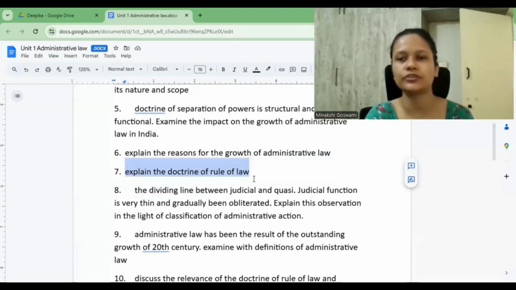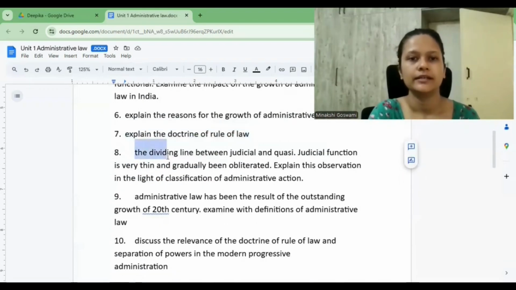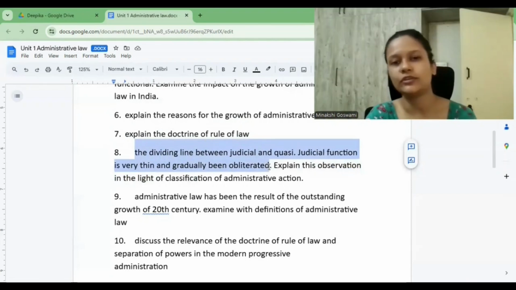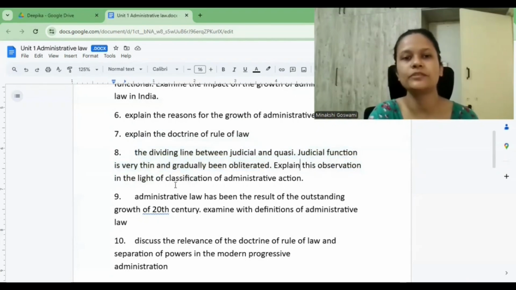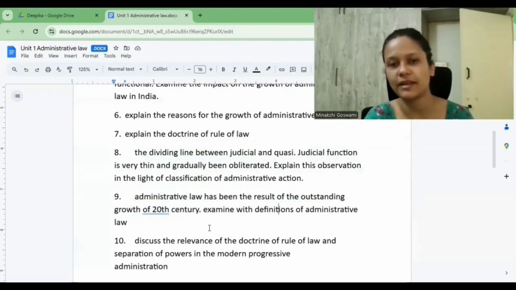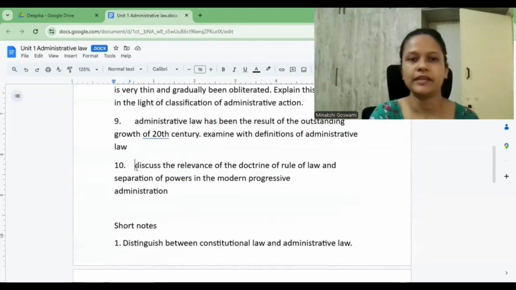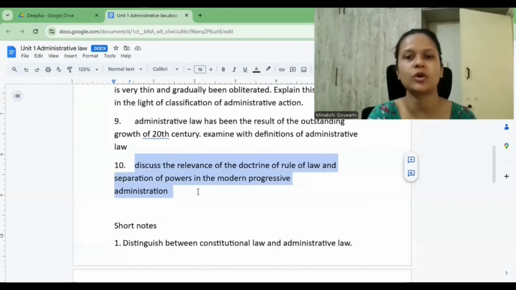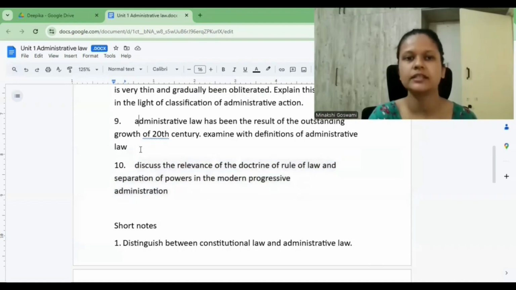Then we have: explain the doctrine of rule of law. The dividing line between judicial and quasi-judicial function is very thin and gradually been obliterated; explain this observation in light of classification of administrative action. Then we have: administrative law has been the result of the outstanding growth of the 20th century; examine with definitions of administrative law. Then we have: discuss the relevance of the doctrine of rule of law and separation of powers in modern progressive administration. So these were all the long questions that we had.